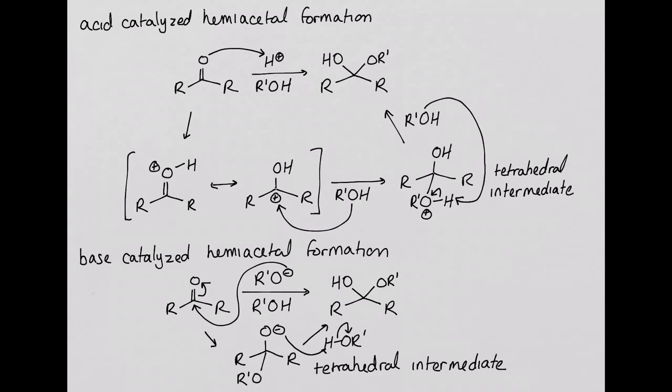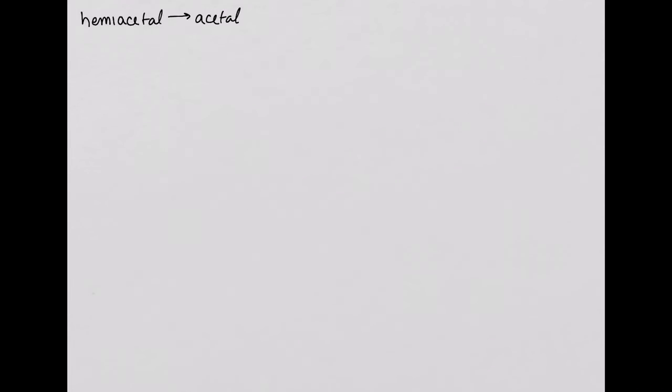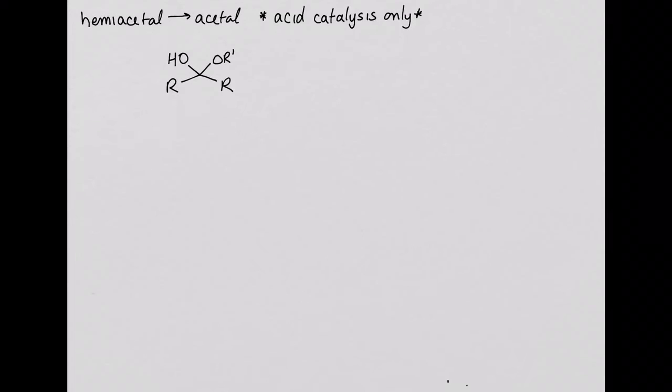Next, let's look at the mechanism for the second step, the transformation of the hemiacetal into the acetal. The transformation of the hemiacetal into the acetal can only be carried out under acid catalysis. Let's look at the acid-catalyzed mechanism, and then we will consider why this cannot be carried out using base catalysis. When the hemiacetal is treated with an alcohol and the acid catalyst, we get the acetal product.